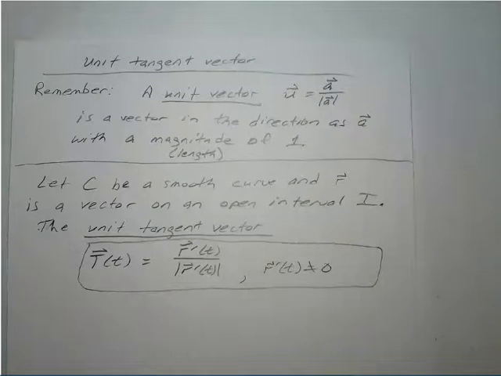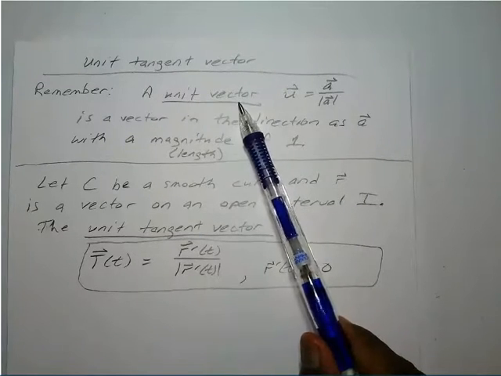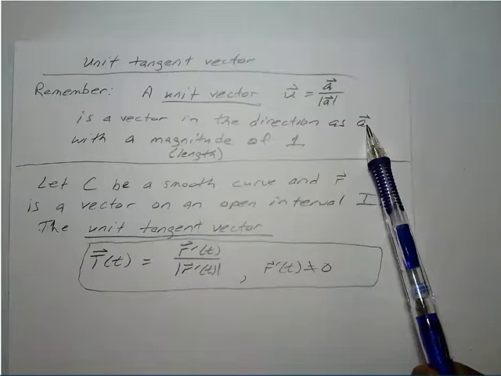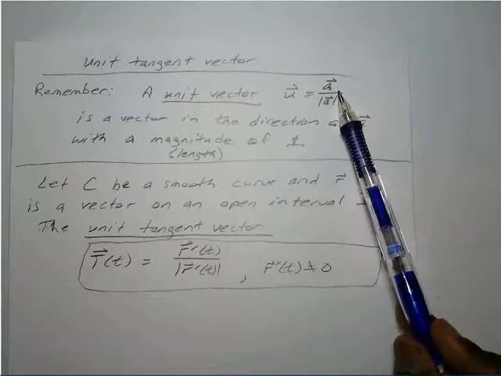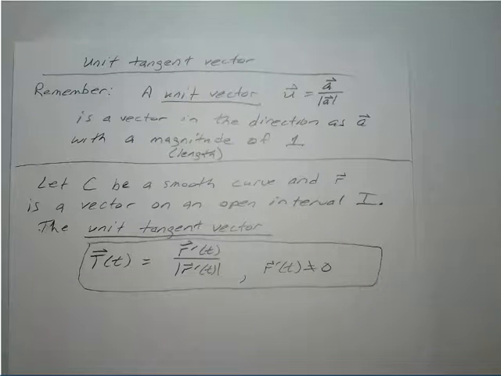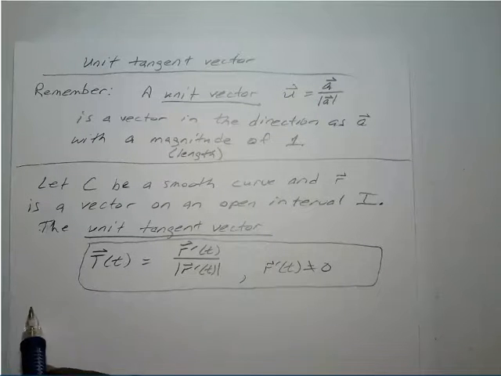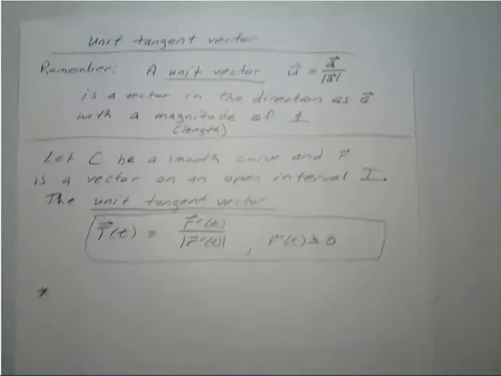Now, the difference between the two is that the unit tangent vector is in the same direction as your tangent line vector, where the unit vector is just in the same direction as your vector in general. So if you want a unit vector for just a plain vector, you'd use this one. But if you wanted the unit vector that's in the same direction as your tangent, then you use this one.